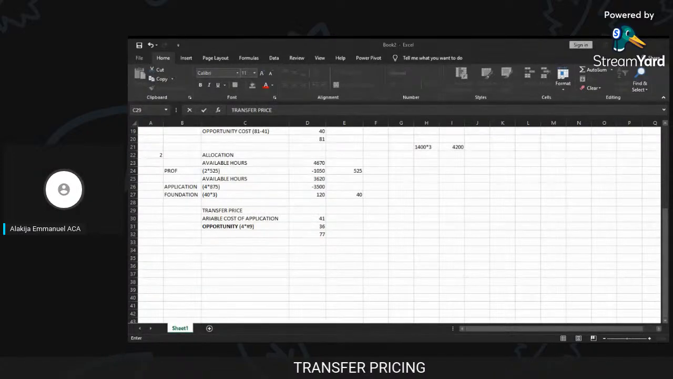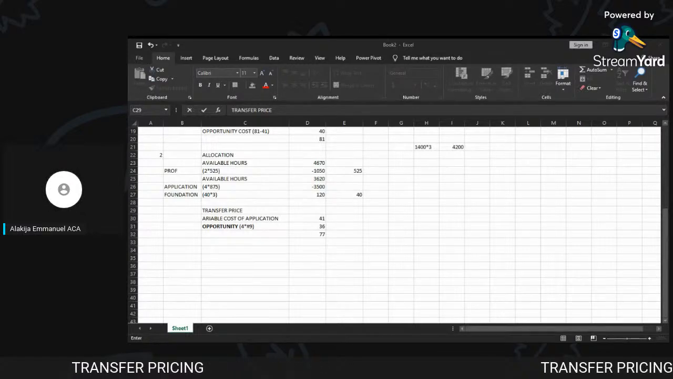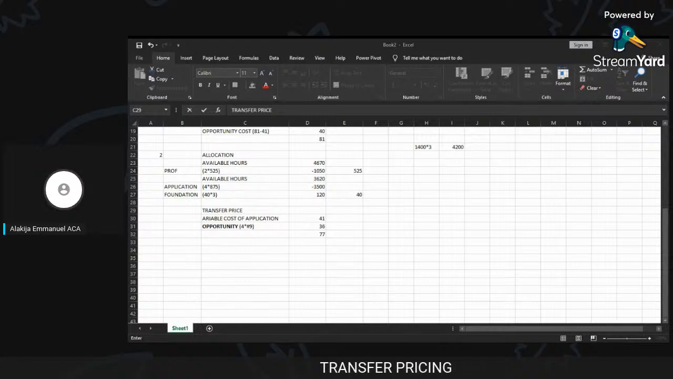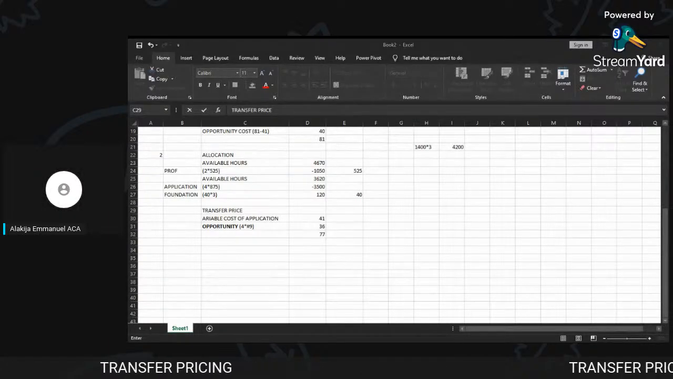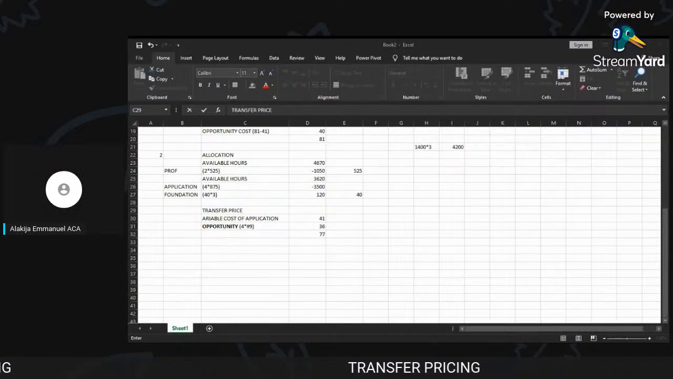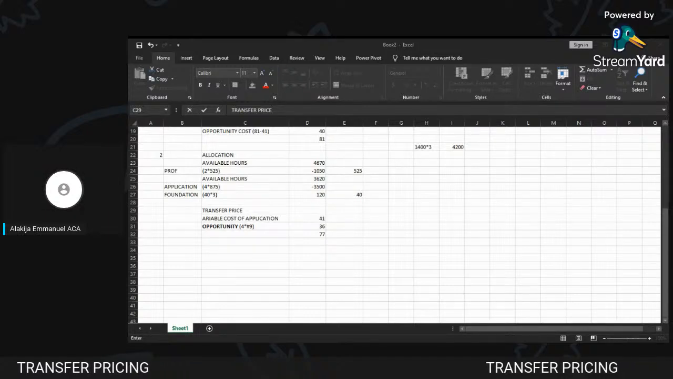Contribution per limiting factor for foundation is 9 naira, and it is going to require 4 hours per unit for the special order. So when we multiply the contribution per limiting factor, which is 9, by the number of hours required per unit of the special order, we have 36.